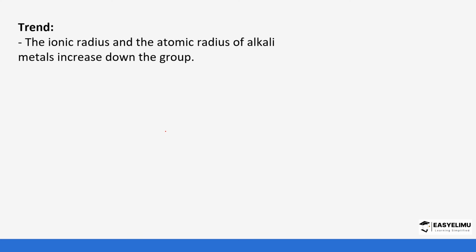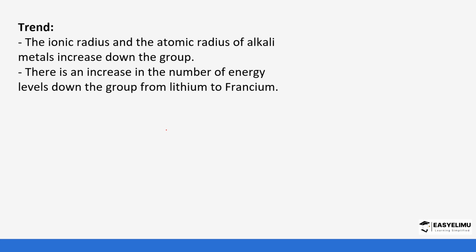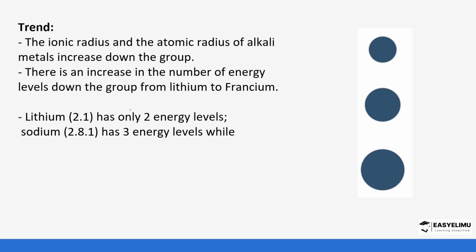So next we are going to look at the trend of the atomic radius and ionic radius down the group. When you look at the trend, it increases down the group from lithium to potassium. The reason why it increases is because there is an increase in an energy level down the group. You'll notice that lithium has only 2 energy levels, sodium has 3 energy levels, potassium has 4 energy levels. As you can see, the atomic radius is going to increase.